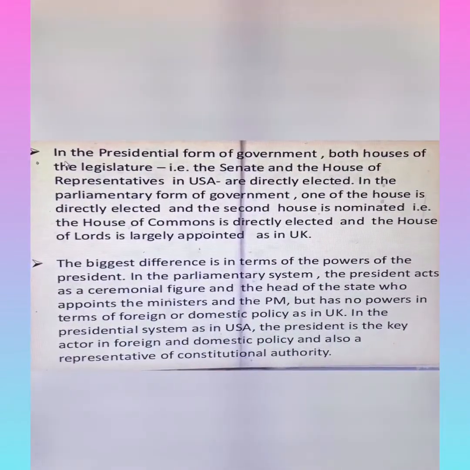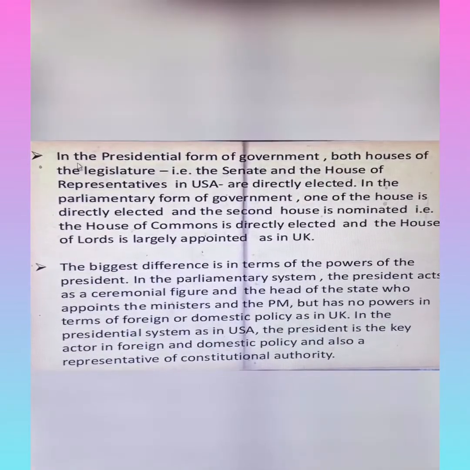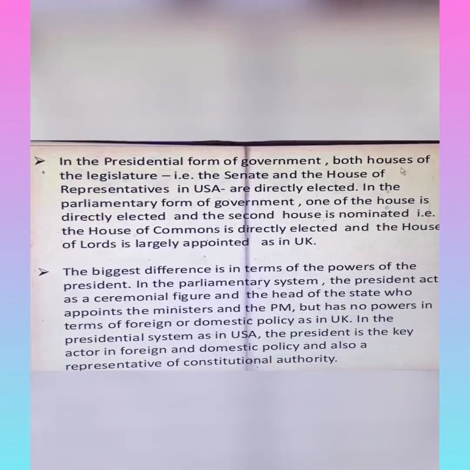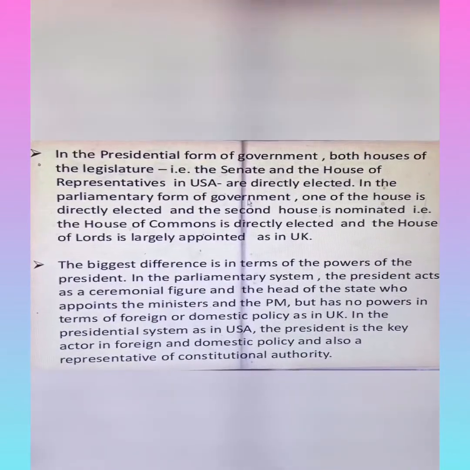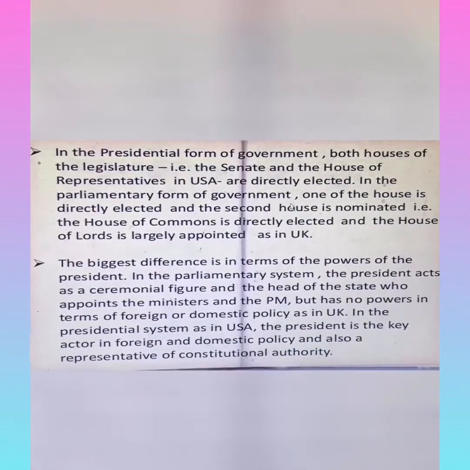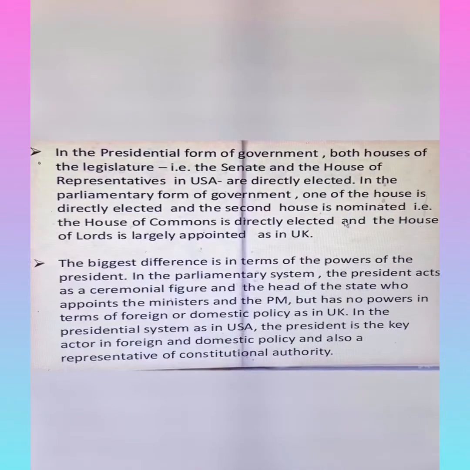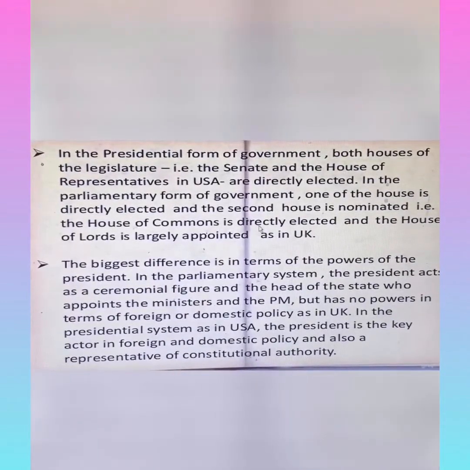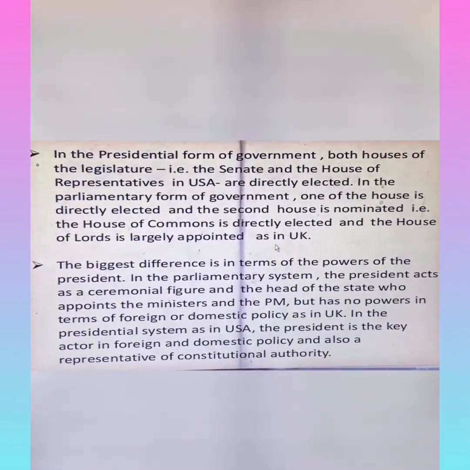In the next slide, again the difference is there. In the presidential form of government, both the houses of legislature, that is the Senate and the House of Representatives in USA, are directly elected. In the parliamentary form of government, one of the houses is directly elected and the second house is nominated, that is the House of Commons, which is directly elected, and the House of Lords is largely appointed, as in UK.